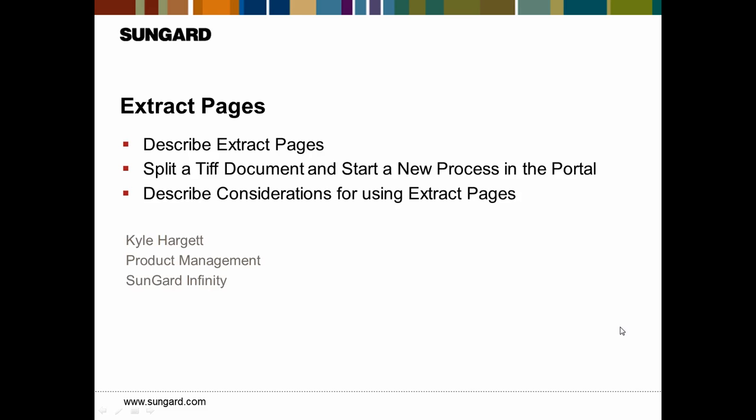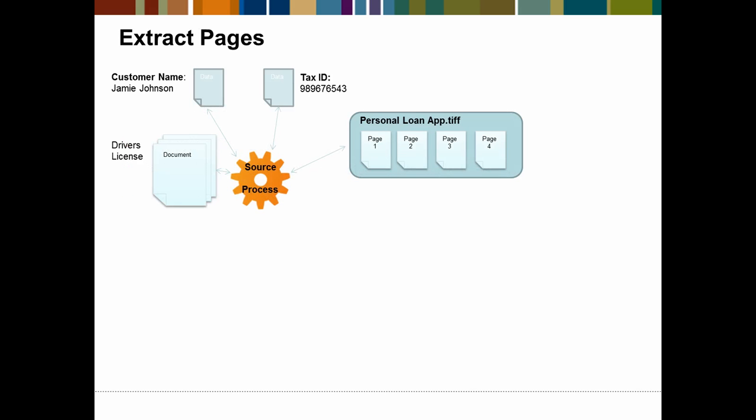So let's start with a business case. Extract Pages is used when you have a fax or a scanned image that contains multiple work items, and they need to be extracted out of the image to create new documents and start new processes.